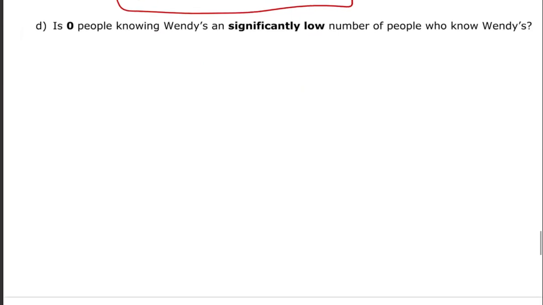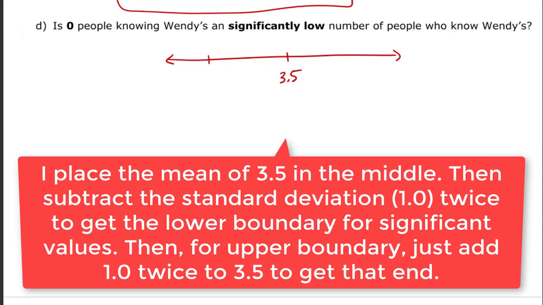You could do your number line setup now, or you can even use probabilities if you wanted to. If you do the number line method, 3.5 is in the middle. When you go 2 standard deviations this way, you're just subtracting 2 from that, so 1.5. And adding 2, you'll get over here, 5.5. So this is where the usual amount of people knowing Wendy's are.